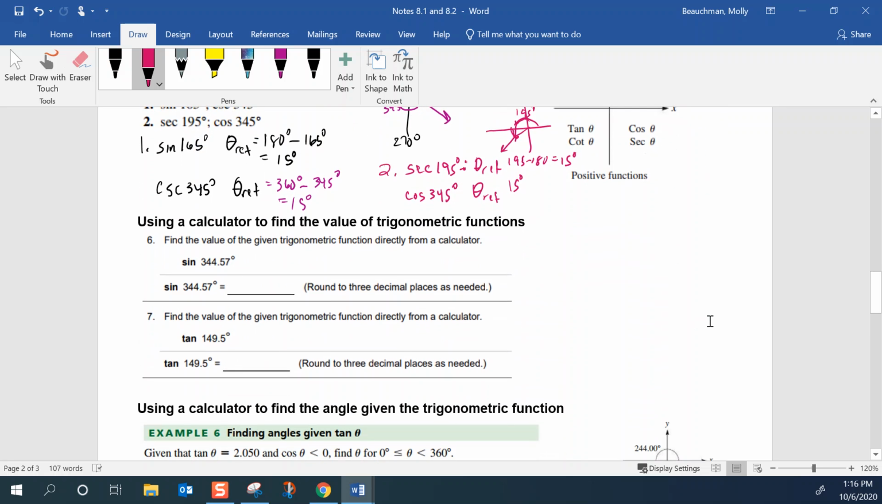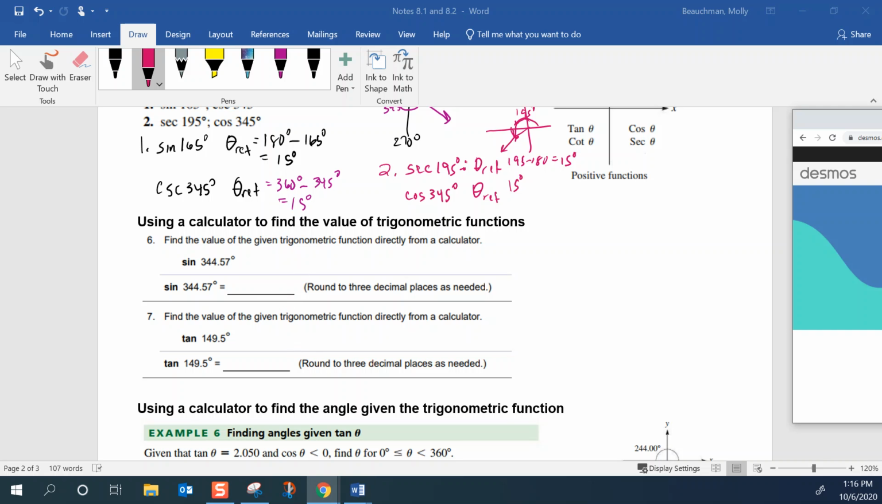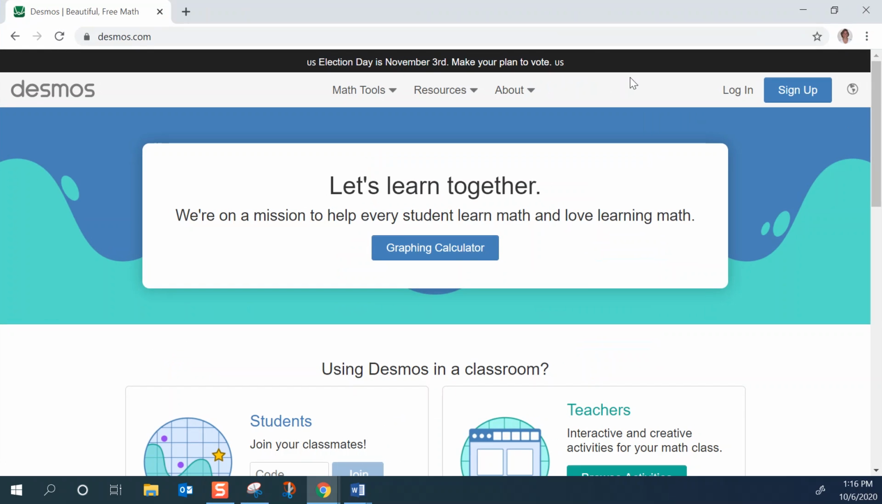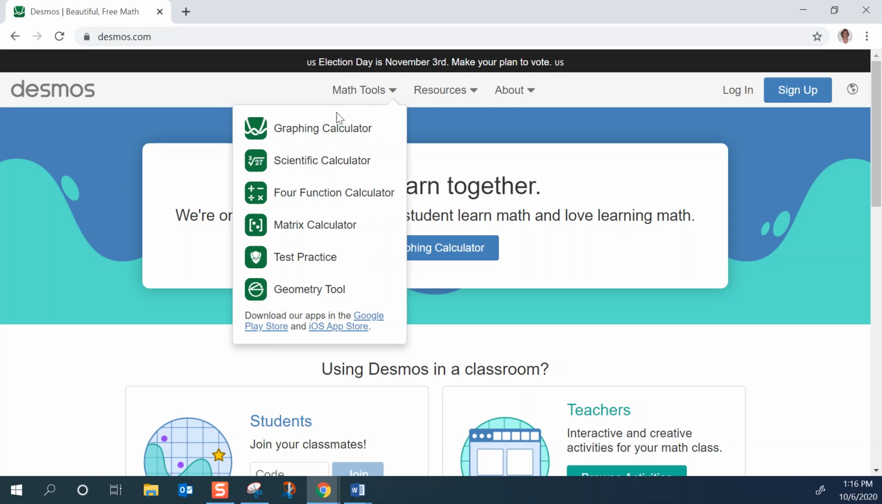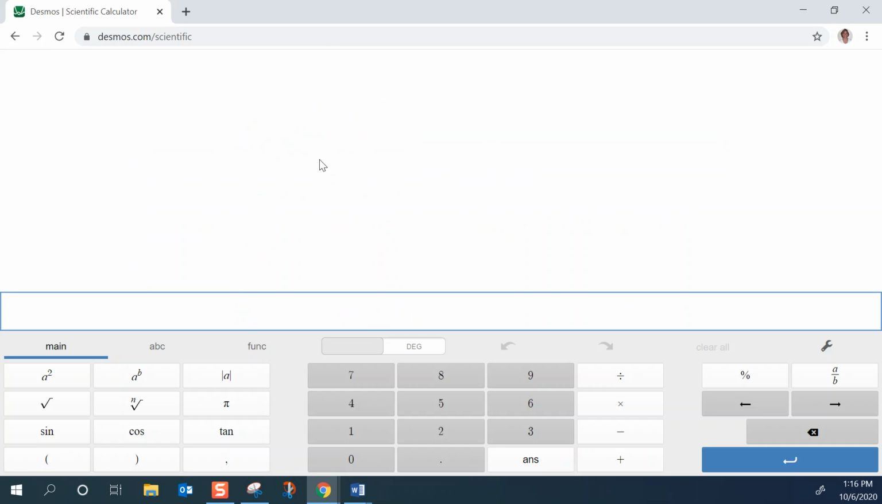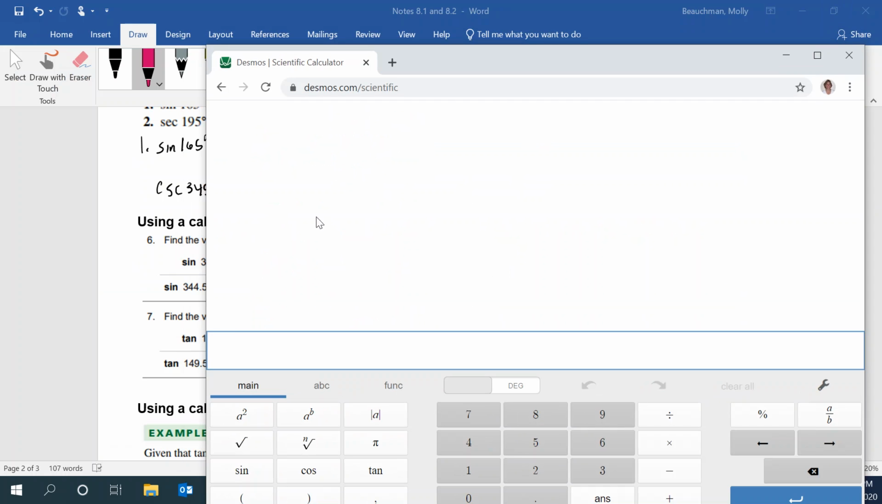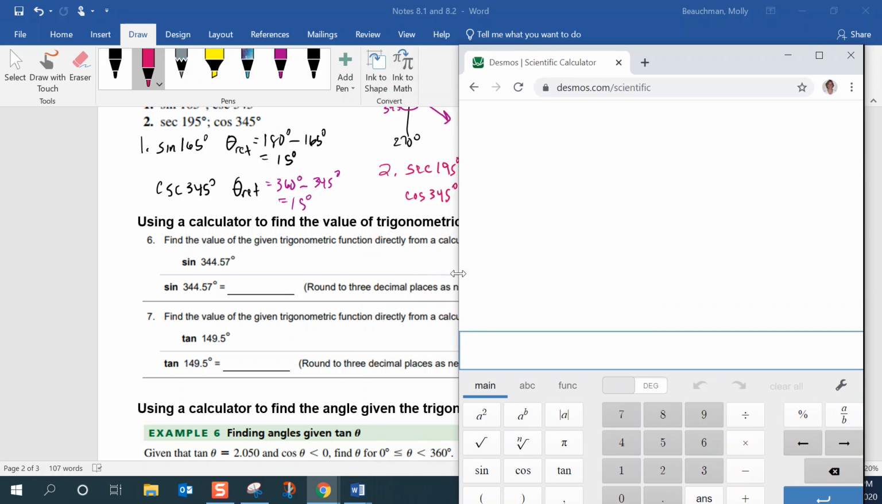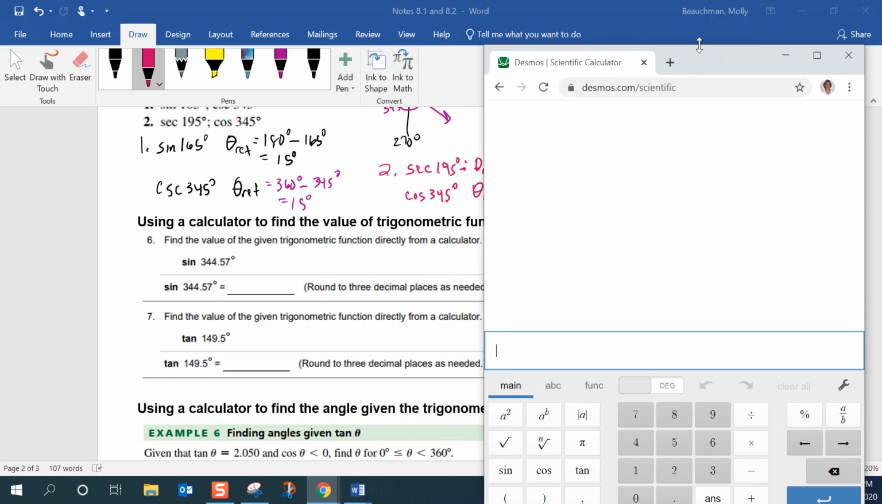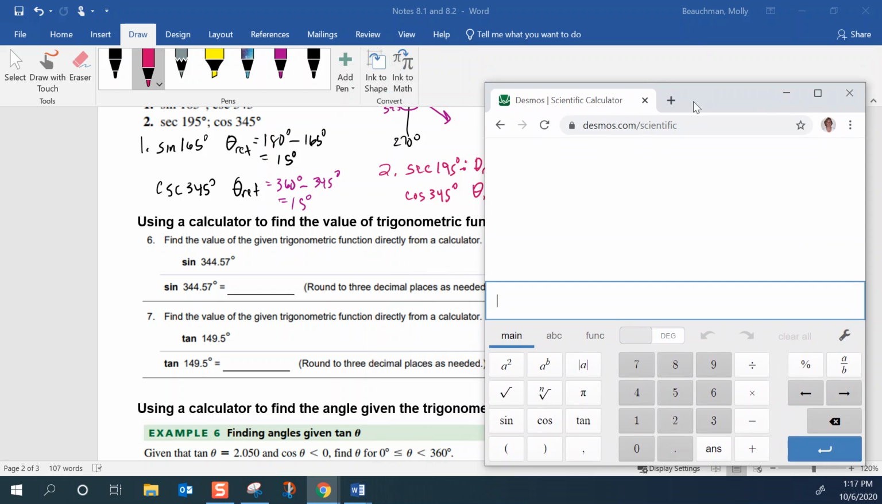So now we're going to take a look at how to use a calculator to find the value of trig functions. The nice thing is our calculator will take care of it for us. So I'm going to go to Desmos. Desmos also has a scientific calculator, so I'm going to go ahead and use that. You can use any scientific calculator that you have. Desmos is just nice and convenient to put on the screen.